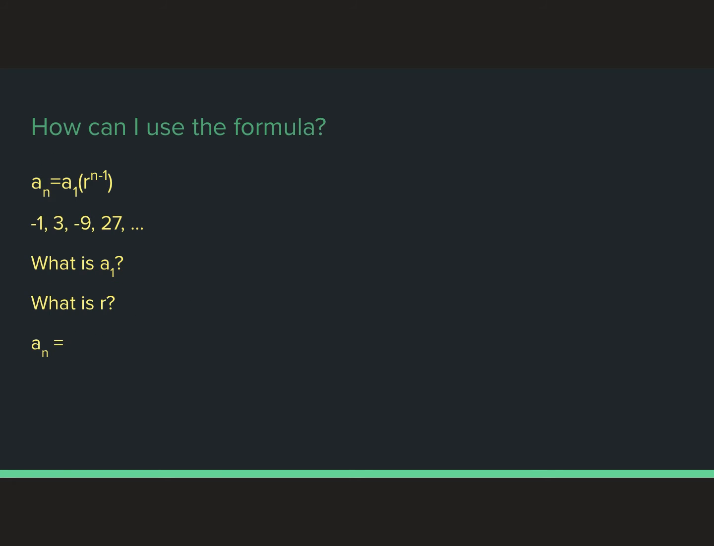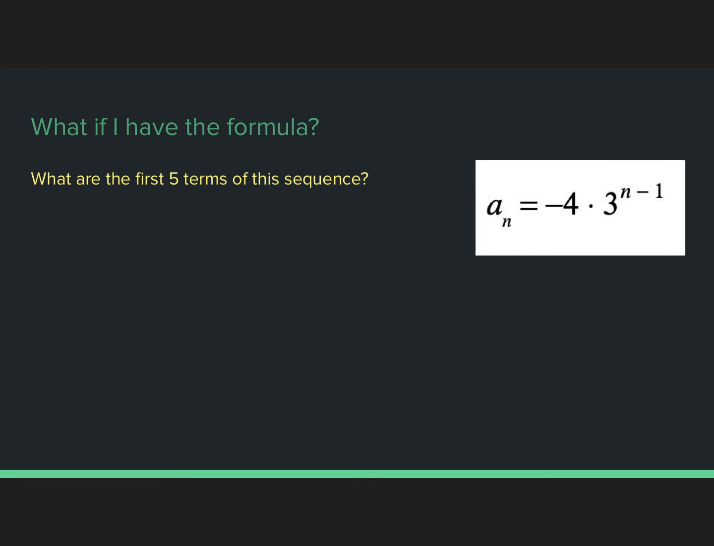Okay, so let's do this one. What is a sub 1? a sub 1 is going to be negative 1. r is going to be 3 divided by negative 1, which is just negative 3. So our formula is going to be a sub n equals negative 1 times negative 3 to the n minus 1. Nice and easy.